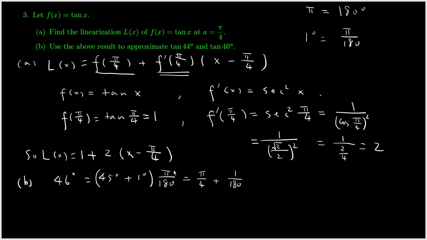If you do some simple calculation, that's the point I'm trying to make. After this, we're ready to approximate tan of 46 degrees. So tan of 46 degrees is equivalent to tan of pi over 4 plus 1 over 180 radians, right?